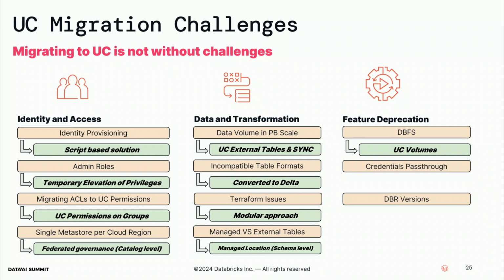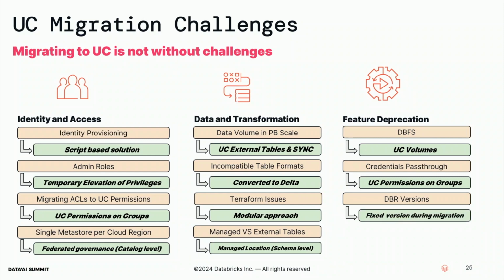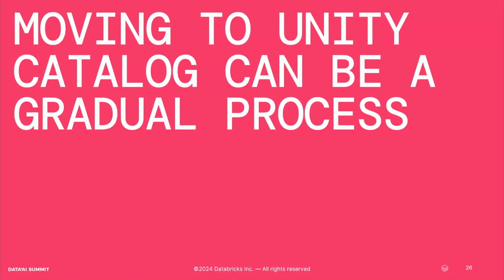So we used external tables. We also defined a managed location on the schema level. And then we replaced all the DBFS usage with Unity Catalog volumes. Similarly with credential passthrough, we mapped it to the UC permissions on groups, and we fixed one specific version, 12.2, during the migration, and then we later upgraded these DBR versions once the migration was done. So the main thing here is you can move to Unity Catalog in a gradual process.